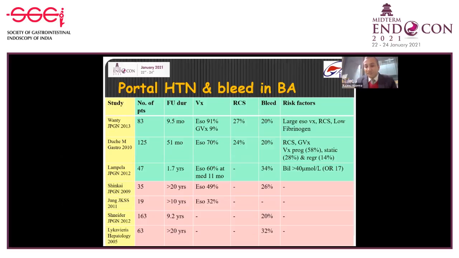Here we can see that varices and portal hypertension were present in up to 90% of these children, and bleed rates are 20 to 34%, whereas in the longer follow-up, beyond 10 to 20 years, again, portal hypertension was present in around 50% of these children with bleeding rates ranging from 20 to 32%.